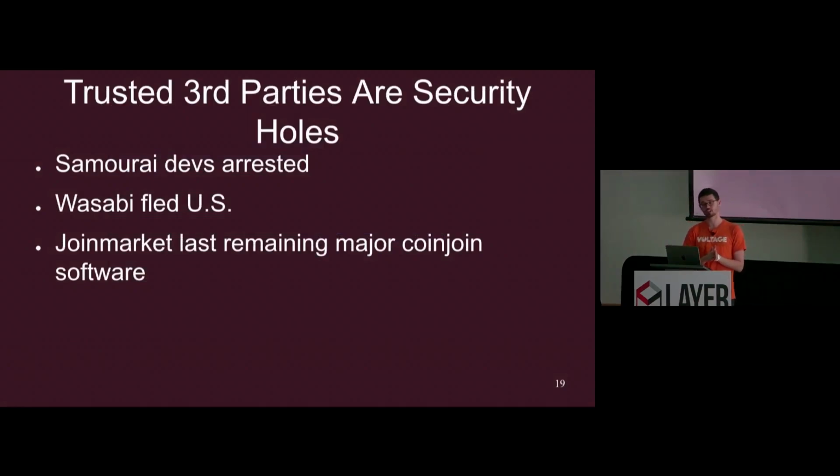And then just a note on the fact that trusted third parties are commonly used to do this, and a lot of them have disappeared from the US recently, right? As I'm sure many of you know, the Samurai developers, who were a popular coordinator that provided this Coinjoin service, were arrested a few months ago. As a result of the regulatory uncertainty, Wasabi, another popular Coinjoin coordinator, fled the US.